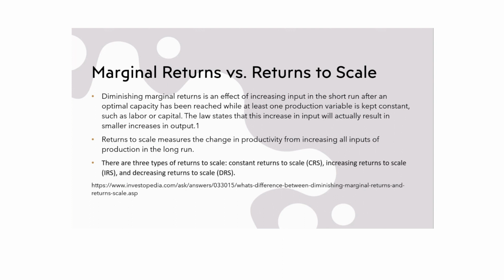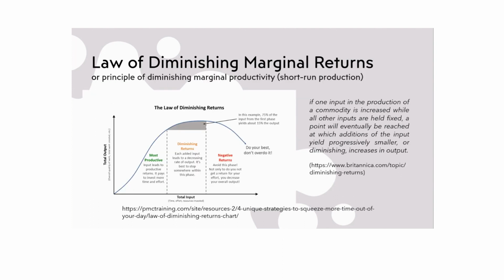By the way, this is the definition of the law of diminishing marginal returns. If one input in the production of a commodity is increased, while all other inputs are held fixed, a point will eventually be reached at which additions of the input yield progressively smaller or diminishing increases in output.